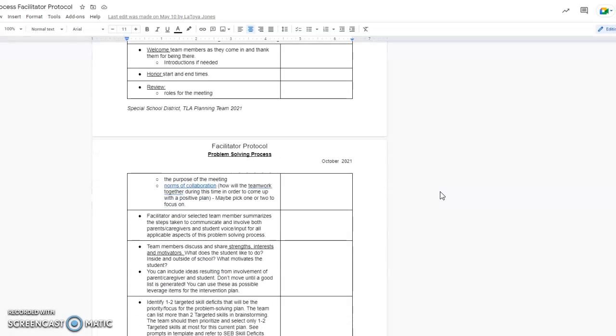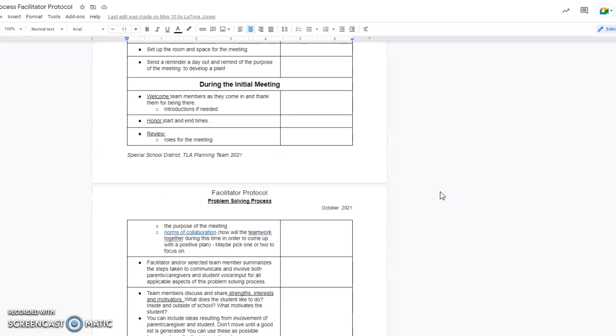As we scroll down, we can see that during the initial meeting, it is time first to begin by welcoming everybody. We want to honor the start and end times, review the roles of the meeting, the purpose of the meeting, and there's a link for the norms of collaboration which can be shared in advance to ensure all participants understand best practices with regards to participation and engagement in the meeting.